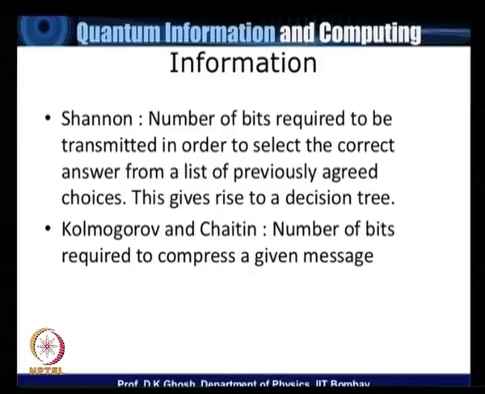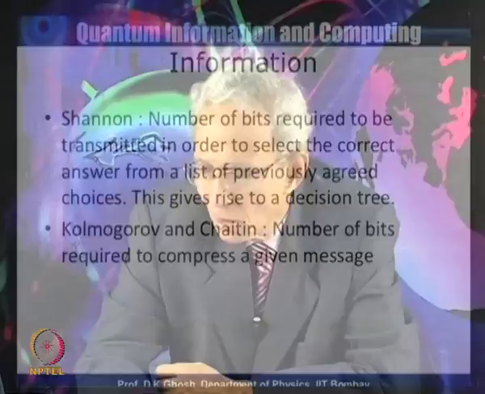Now, Shannon's approach, as I told you, is that you have a set of choices. So I ask a set of questions, and your answer should be yes or no. And the way I quantify the information then is how many questions need to be asked in order to arrive at an answer. Now, I'll give you a rough example.